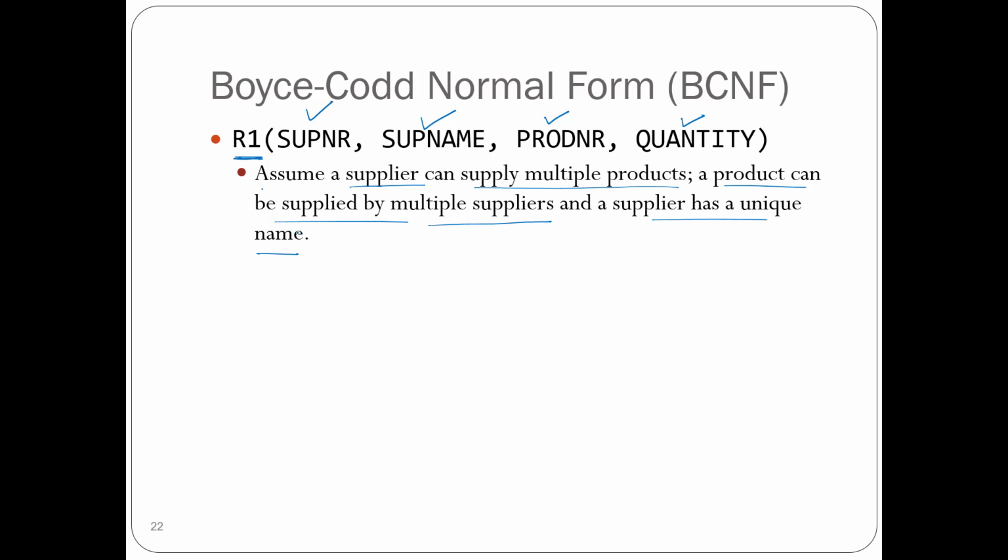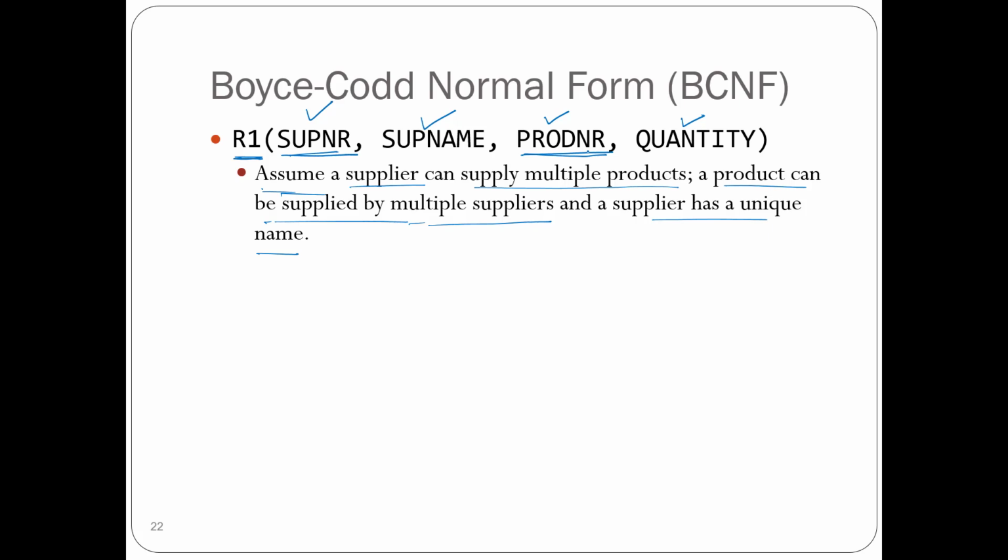Now, given this information about R1 and this assumption, you will have to come up with the primary key, or the candidate key or a super key. Since a supplier can supply multiple products and a product can come from multiple suppliers, our primary key is going to be supplier number and product number together. Once we understand that, we will look at the functional dependencies.